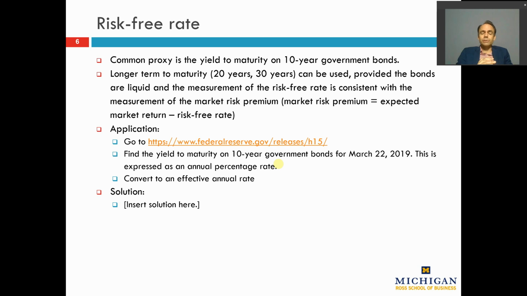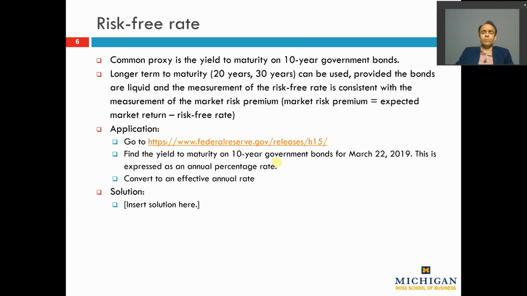But we can look at yield to maturity on longer term government bonds, like 20 or 30 years, provided those bonds are actively traded, they're liquid, and that the measurement of the risk-free rate is consistent with the measurement of the market risk premium. So if we're going to use some historical data to measure the market risk premium, which is one technique which we'll go through in this presentation, and we're comparing market returns minus some government bond yield proxy, we have to ensure that our definition of the market risk premium is consistent with whatever we use today as our proxy for the risk-free rate of interest.